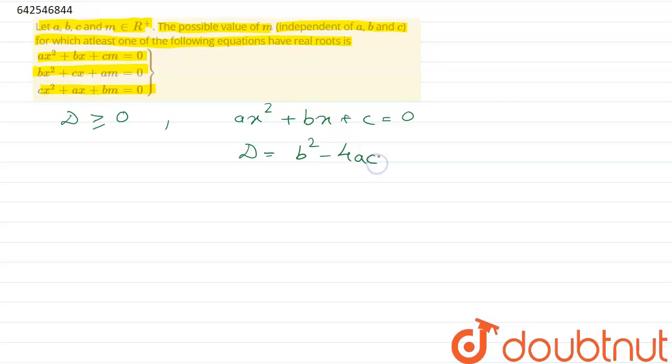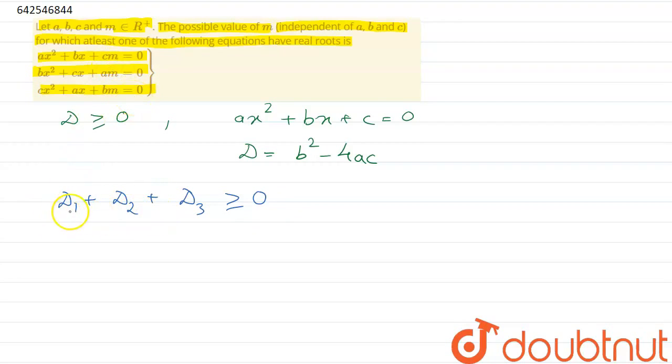We know this. Fine. So can we say that for these three quadratic equations, if d1 plus d2 plus d3 is greater than or equal to 0, then there will be at least one of the quadratic equations which will have real roots. Why? Because the sum of three numbers can only be positive if at least one of them is positive. That means at least d1, d2 or d3, any one of them should be positive. Otherwise this inequality will not hold. Fine. So that means one of the quadratic equations will have real roots.